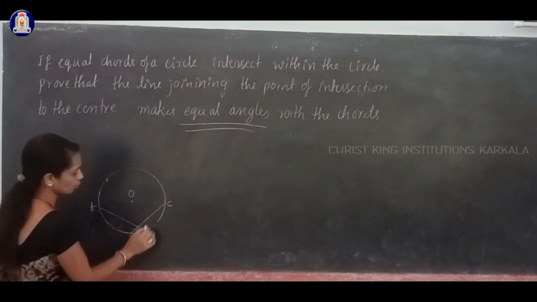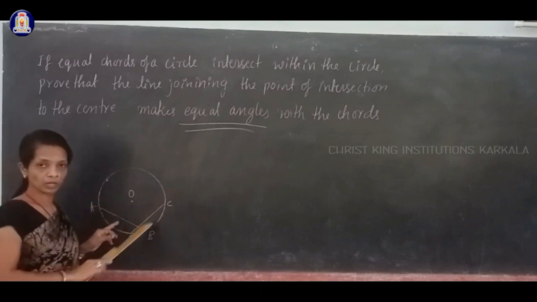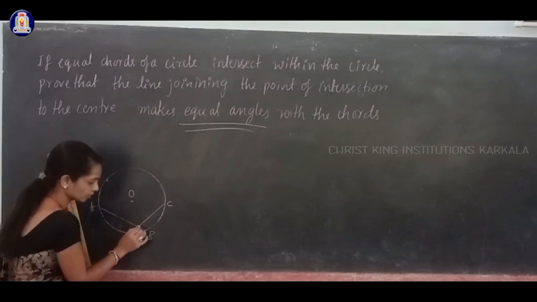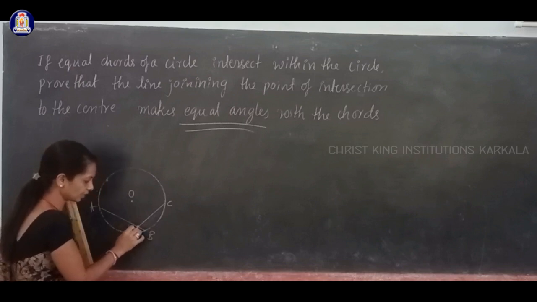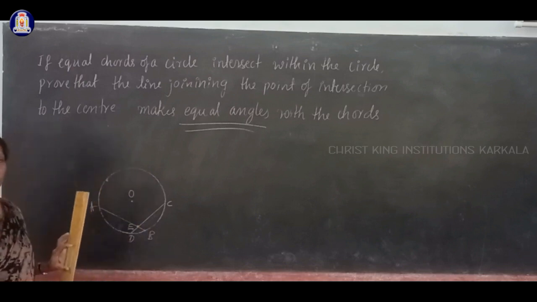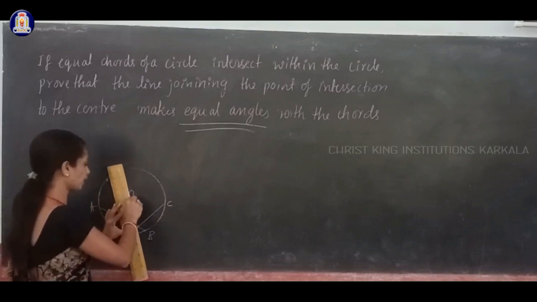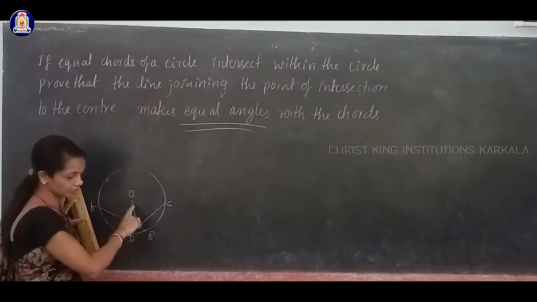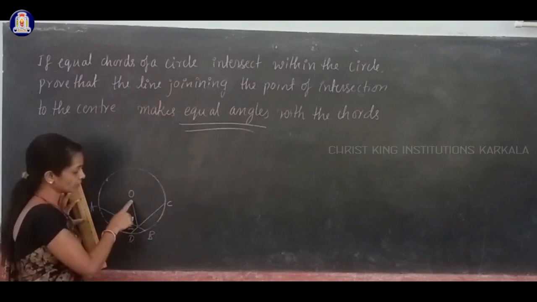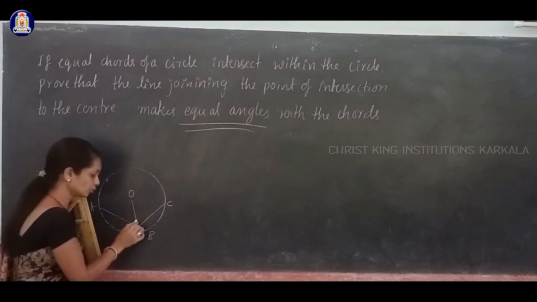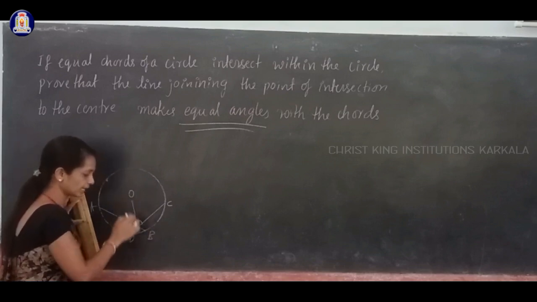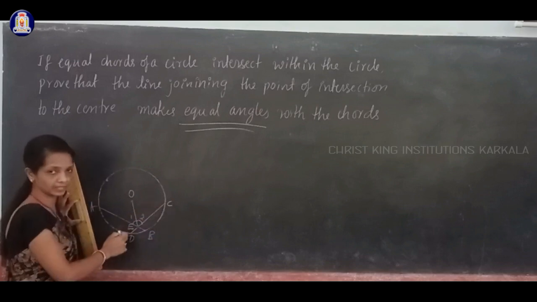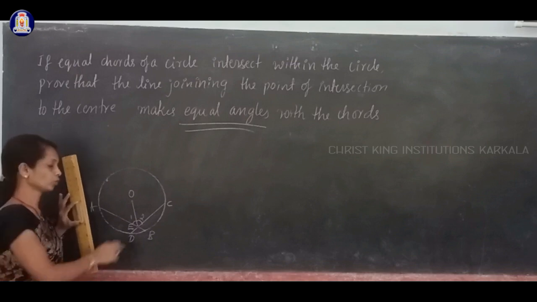That will intersect with this chord, and I'll take that chord as AB. AB and CD are equal chords, and they are intersecting within the circle, and we take that intersection point of these two equal chords as E. Next you join O and E. OE is the line segment joining the point of intersection E with the center of the circle. You have to prove that this line makes equal angles with the chords AB and CD, that is, angle 1 is equal to angle 2.